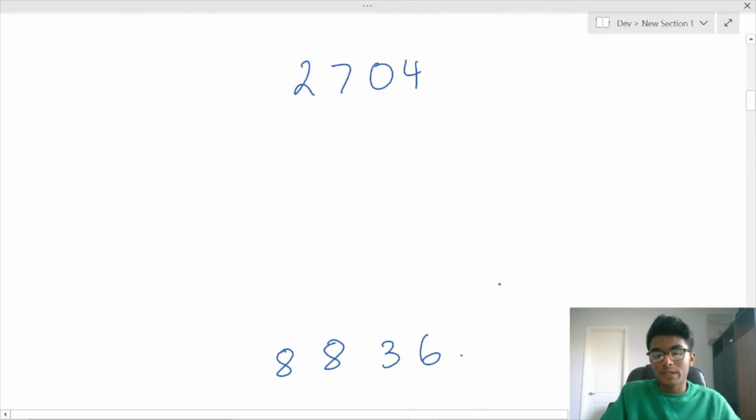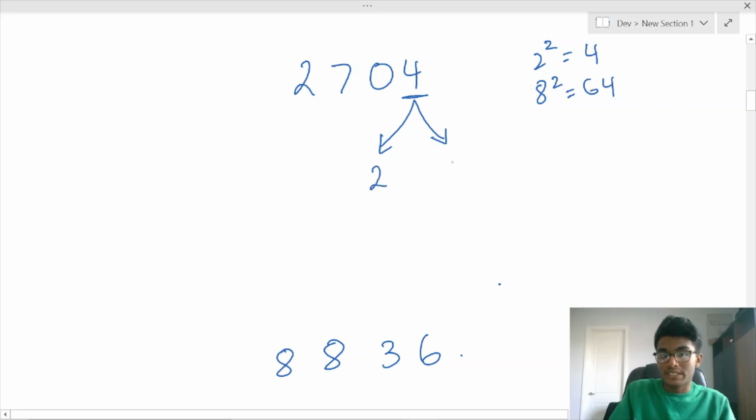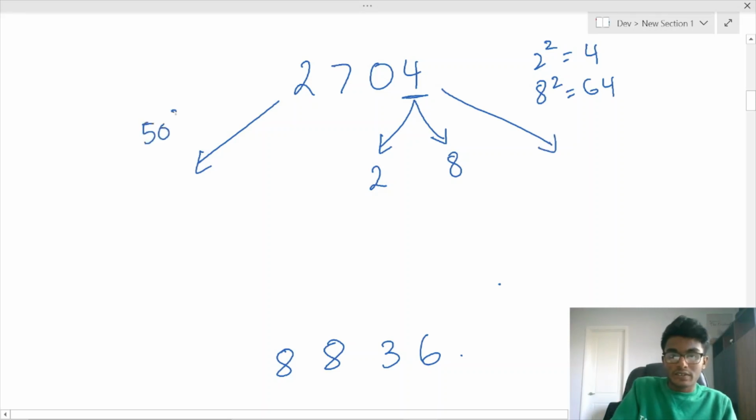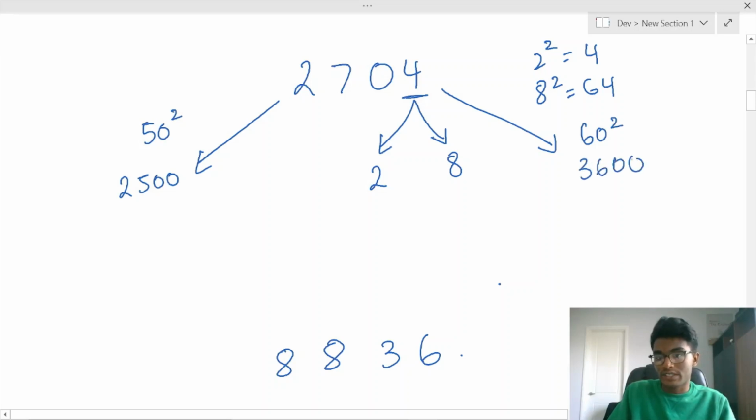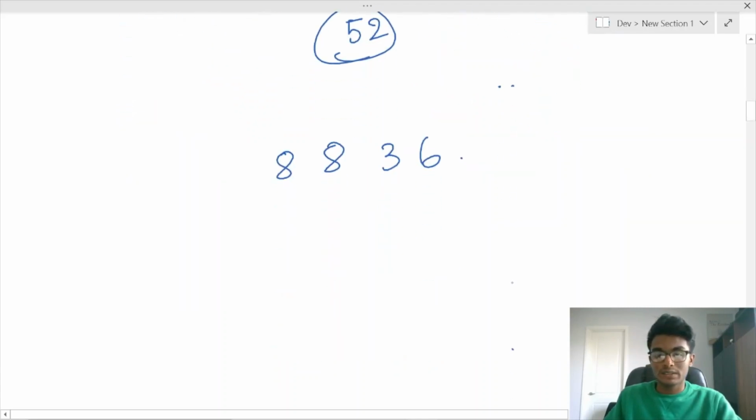Let's try this one. 2704. An ending of 4, meaning it has to end in two possibilities. 2 squared is 4, or 8 squared is 64. The number has to end in 2 or 8. Now I consider the two limits. 50 squared, 2500. 60 squared, 3600. The number's between 50 and 60. So that must mean I have to look at the closest one. Is it closer to 2500 or 3600? It's got to be closer to 2500. So I'd pick 52.